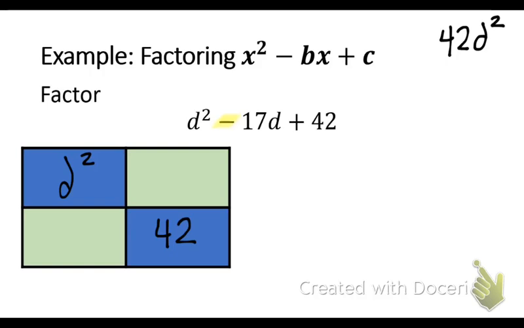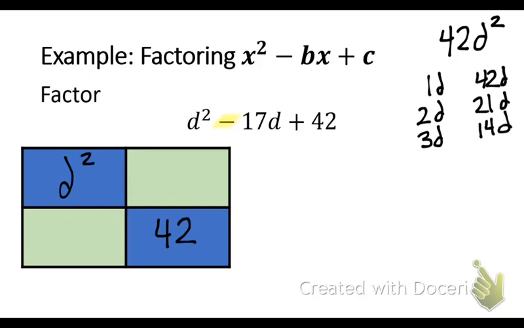So, let's look at our factors for 42 first. So 1 goes into 42 with 42. And then 2 goes into 42 by multiplying by 21. 3 goes into 42, what is that, 14 times? 4 does not go into 42, and neither does 5, but 6 does with 7.